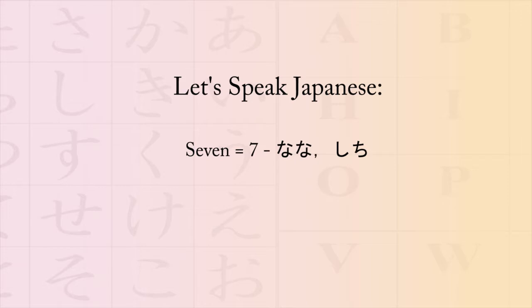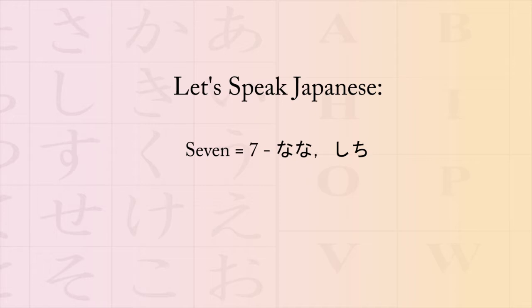However, again, just like for 4, it all depends upon what sort of things you're counting. So in the case of age, for example, if you were to ask somebody how old they are and they were 7 years old, they would usually answer nanasai rather than shisai. And so nana is used under that circumstance. So it all depends on the situation. But right now, I'm focusing on just reciting the numbers themselves. And under that situation, you would use shichi.